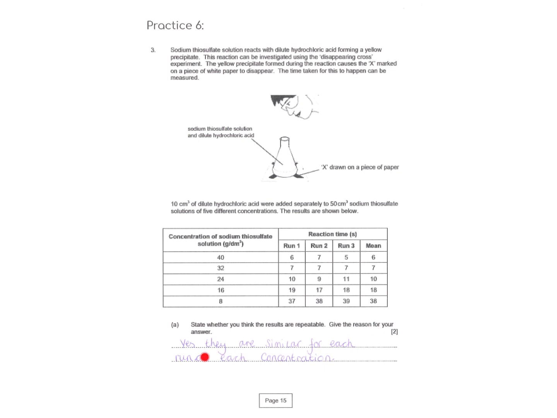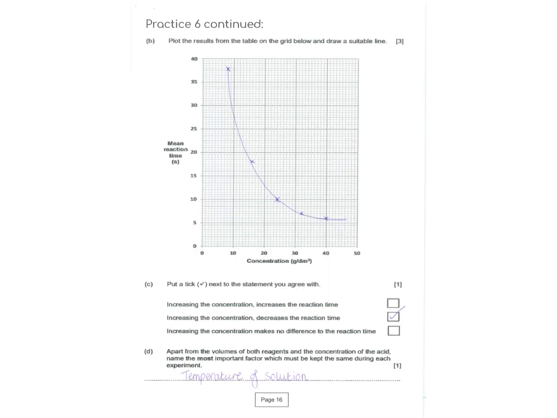State whether the results are repeatable. Yes, repeatable means they've done it a couple of times and got the same or very similar results. So even though these first ones, 1, 2, 3, aren't exactly the same, they're very similar numbers, so they are repeatable. Again, a nice graph, and remember with a suitable line, it doesn't have to be a line, it can be a curve, so please don't just do a line.